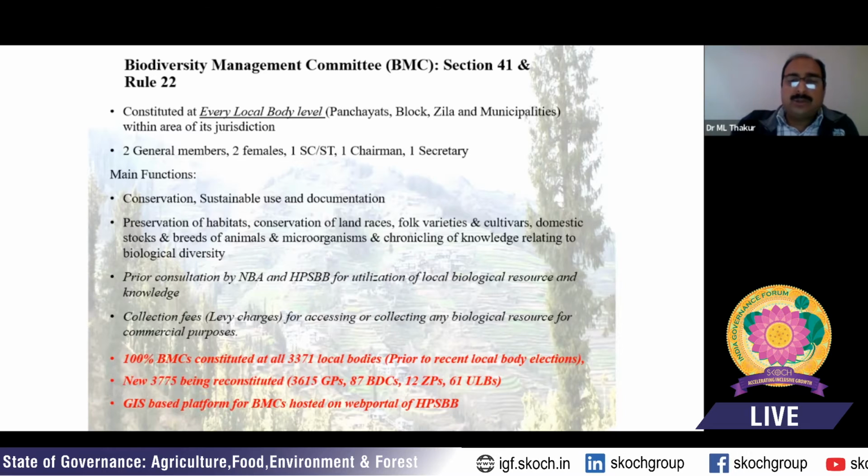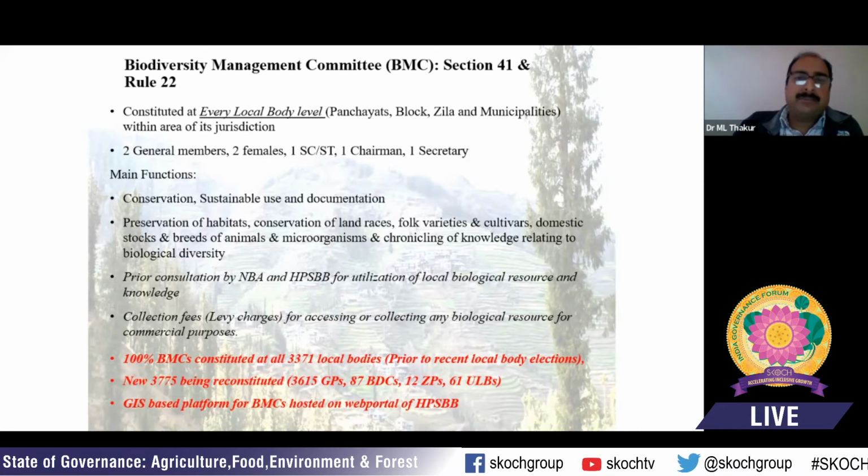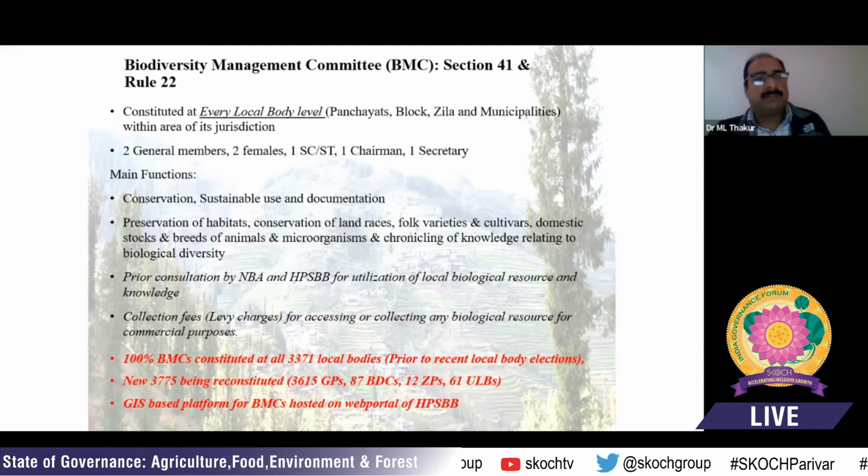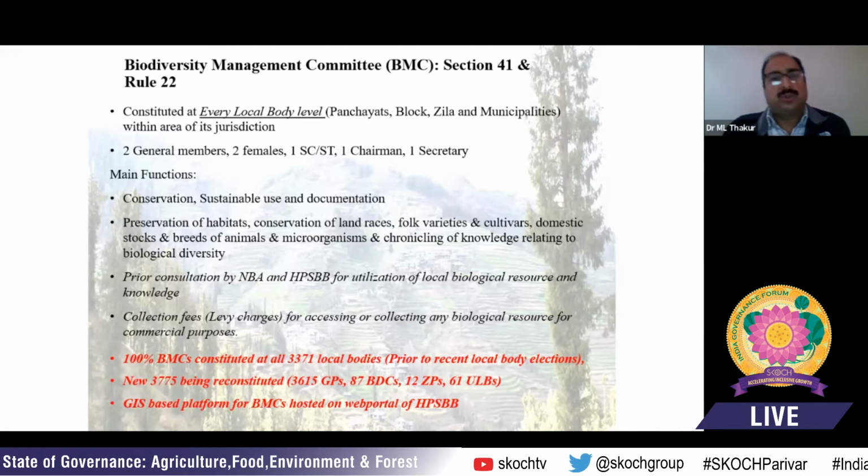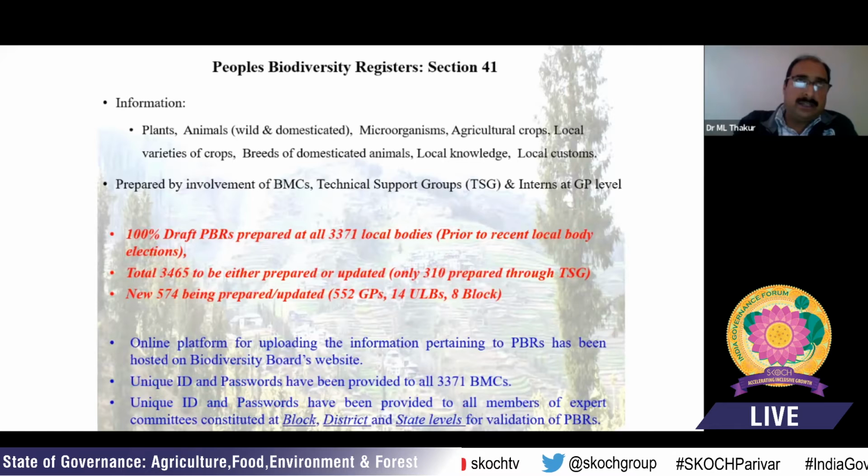Prior to the recently concluded local body elections in the state of Himachal Pradesh, there were 3,371 local bodies in the state, and through the State Biodiversity Board, we were able to constitute the BMCs in all the local bodies, and therefore we had some 25,000 grassroots level functionaries associated with us for conservation and sustainable use of the biological resources. We are ensuring the participation.